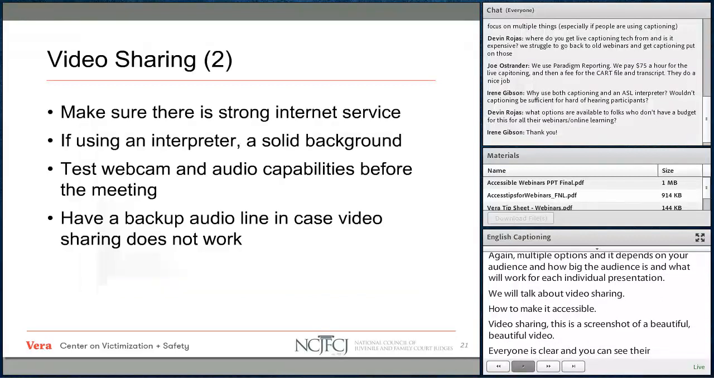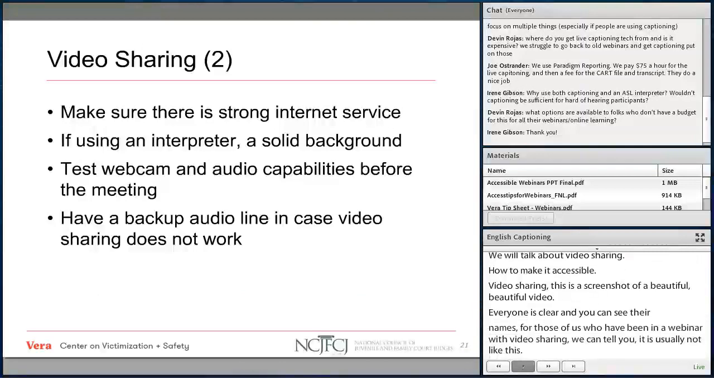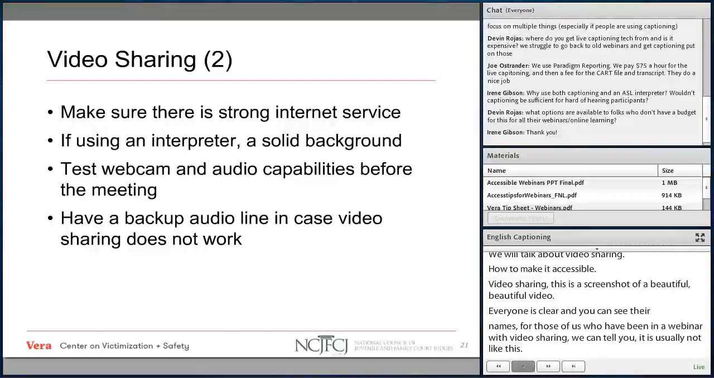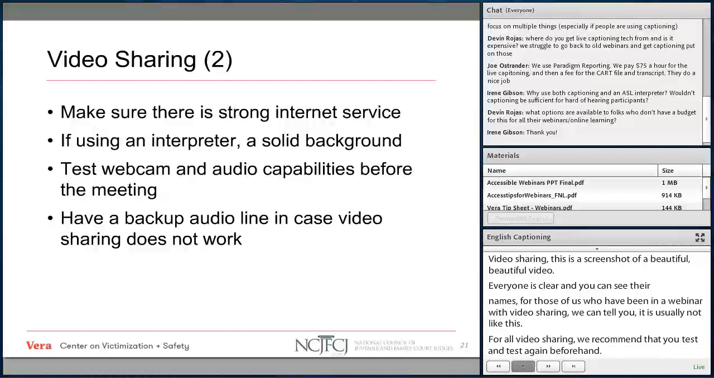For all video sharing, we do recommend that you test and test again beforehand. So if anyone has a low internet service, then video sharing may not even be an option. When it works, great, then it's wonderful and you should encourage people to use it, but if they don't have a strong internet service, then there may not be a point to that.